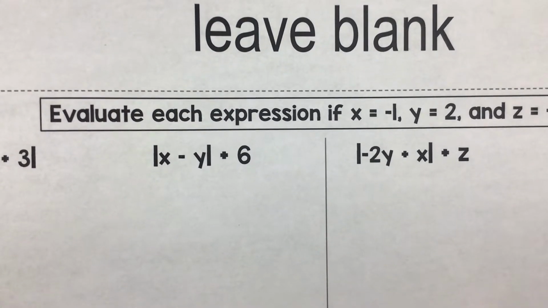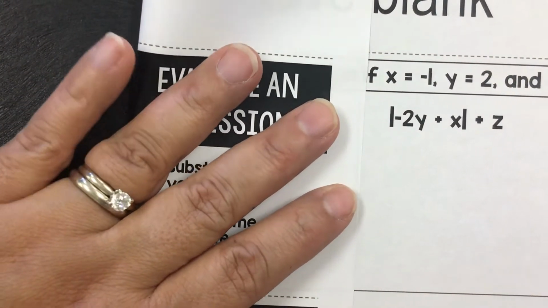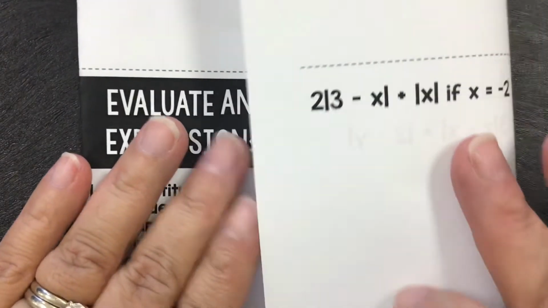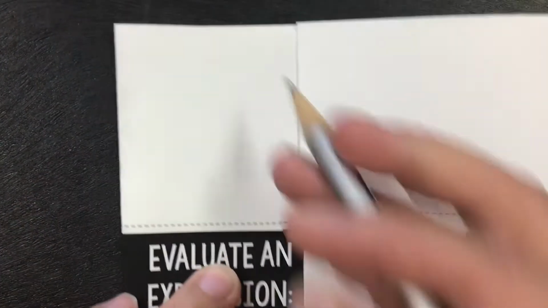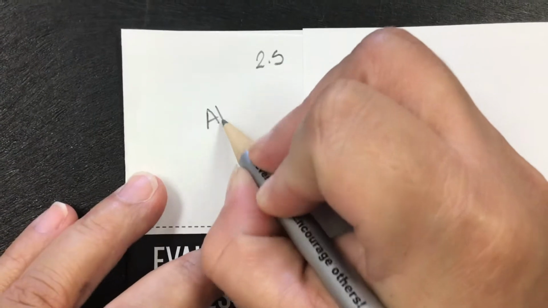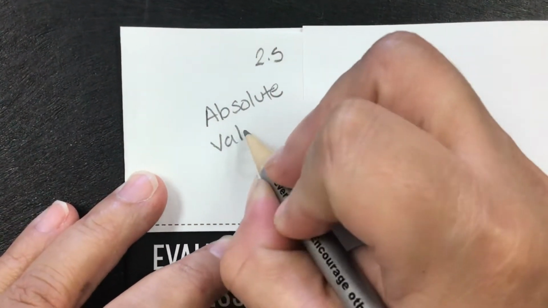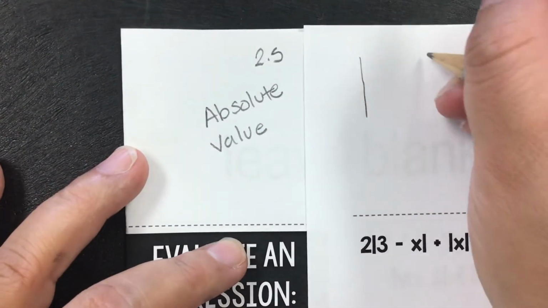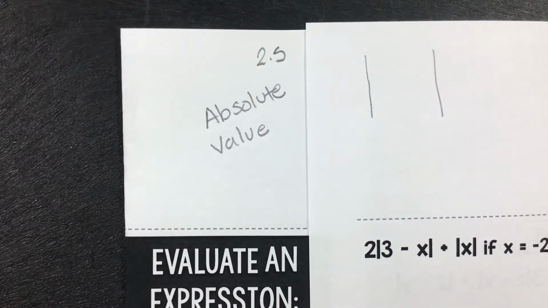This is the foldable for section 2.5. What you're going to do is fold it towards the center, like this. So again, this is section 2.5, and it's called absolute value. An absolute value just looks like two long lines like this, and I call it a washing machine.